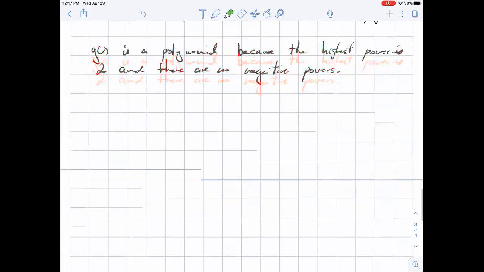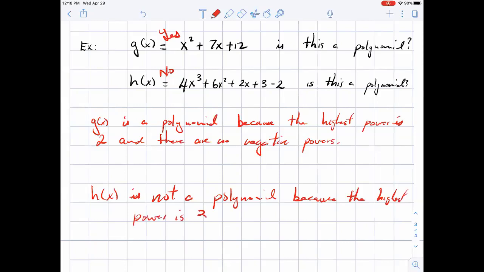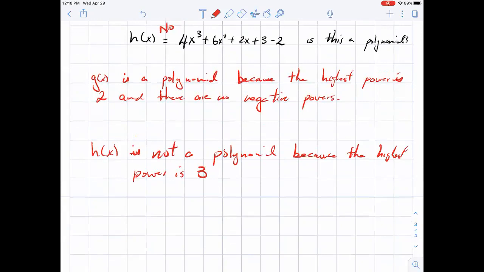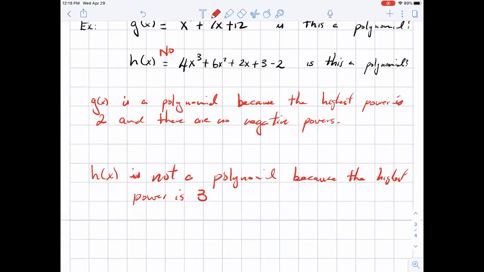So if you look at h of x now, okay? H of x is not a polynomial because the highest power is 3. That's it. No good. So, Professor, when the power is 3, what's the name of that function then? Actually, oh, sorry. It is a polynomial. Messed up. Hold up. It is a polynomial. Let me write this back. It is a polynomial, but not quadratic.